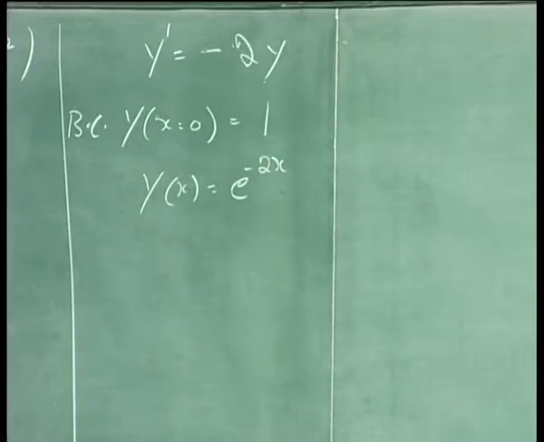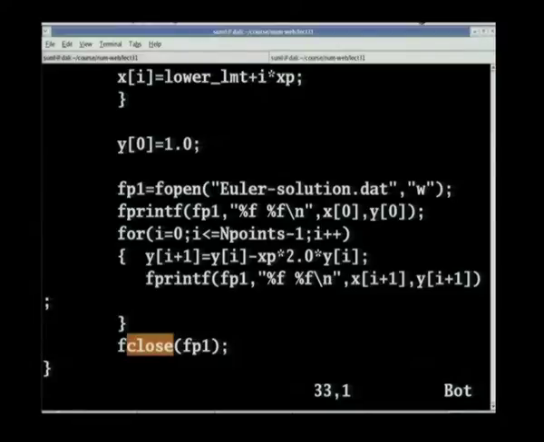Right. So, that will be the solution to this equation, we know that, which satisfies the boundary condition that y at x equal to 0 is 1. Now we can solve this numerically and compare this result. So, we are using Euler's method, remember.